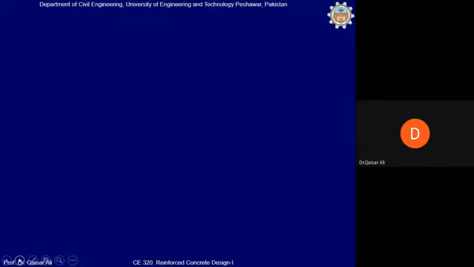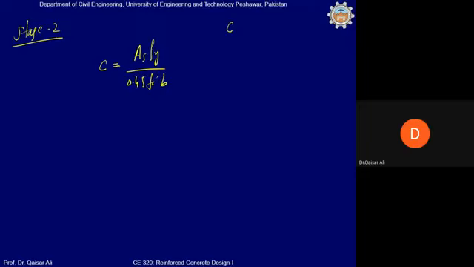Now the capacity of the section at stage 2. For this, first of all, you have to calculate the value of c, which was equal to AsFy divided by 0.45 Fc prime b. First of all, tell me, c will be less than h by 2 or greater than h by 2? Less than.